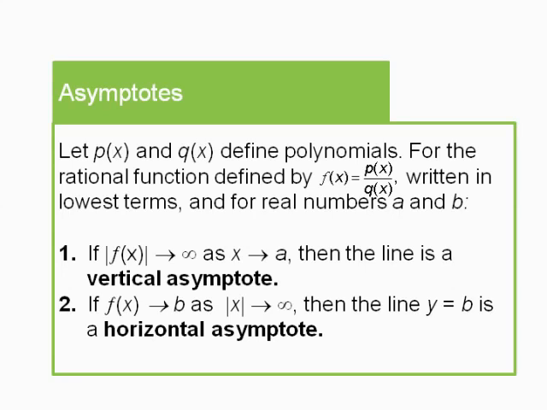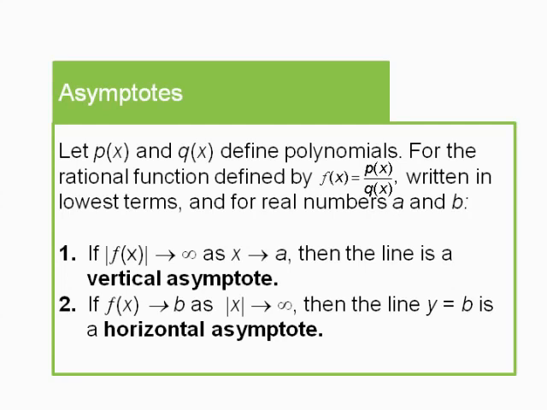Now, to define asymptotes, if p of x and q of x define polynomials, for the rational function defined by f of x equals p of x over q of x written in lowest terms, and for real numbers a and b, one, if the absolute value of f of x, or y, approaches infinity as x approaches some number a, then the line x equals a is called a vertical asymptote, or VA. And we'll get to this more. I mean, some of these definitions scare students, but hang in there.